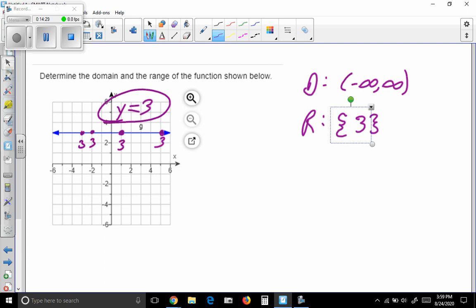So that's domain and range. This one is a function. It tells us, but it's a function because the vertical line test only touches one point everywhere we put our vertical line. Our graph is only being touched once with every vertical line.